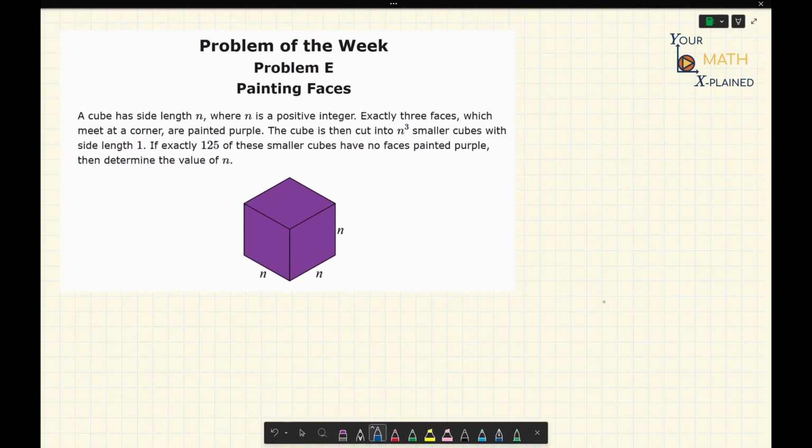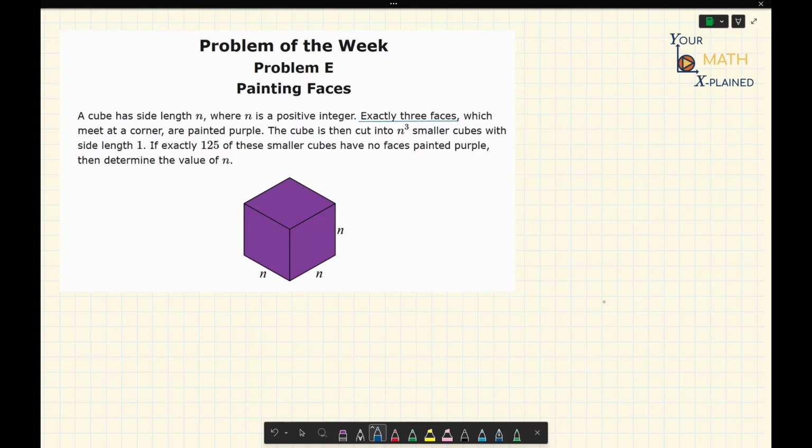In the second problem, for the grade 11 and 12 students, we have a cube that's n by n by n, and we'd like to cut this into smaller cubes with side length 1. We're being told that there are 125 of these smaller cubes that don't have any painted purple faces. We're also told that only 3 of the faces are being painted purple. So the two back sides and the bottom don't have any color to them, or at least they're not purple. Our goal is to find how many of those little cubes will have no painted purple face.